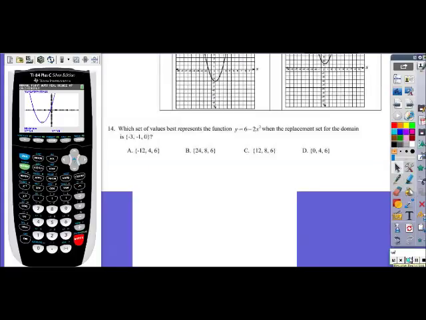Number 14, you can definitely, since it says which set of values best represents the function 6 minus 2x squared when the replacement set of the domain, which we know are the x values, are those 3 numbers. So you can definitely plug in all 3 of those for x. I think the easiest thing to do would be put that equation in y equals, so 6 minus 2x squared, and then look at our table, because it'll tell us every y value for every x value. So if I go to negative 3, I see at negative 3, it would be a negative 12. At negative 1, it would be a 4. And then at 0, it would be a 6. So A would be the correct answer.